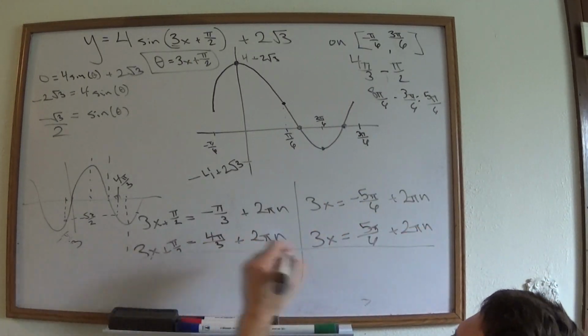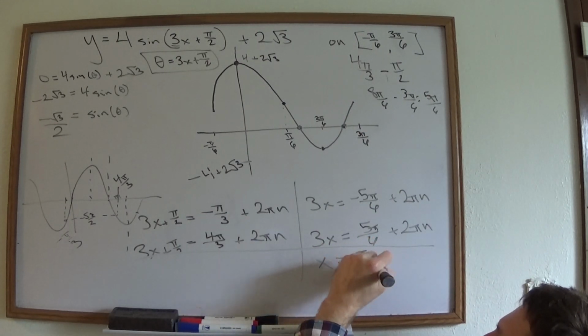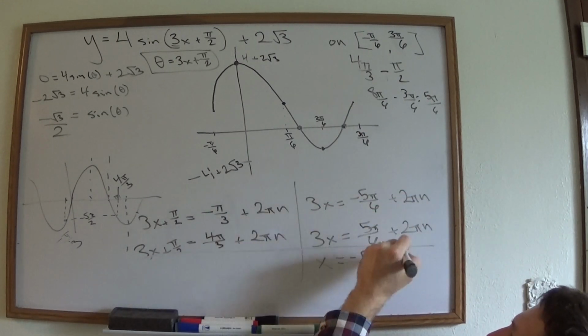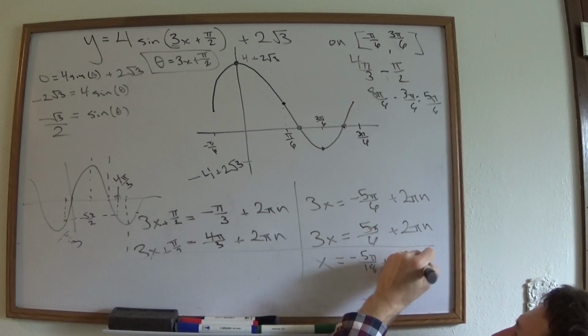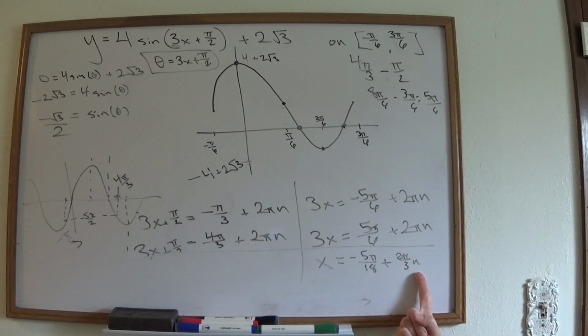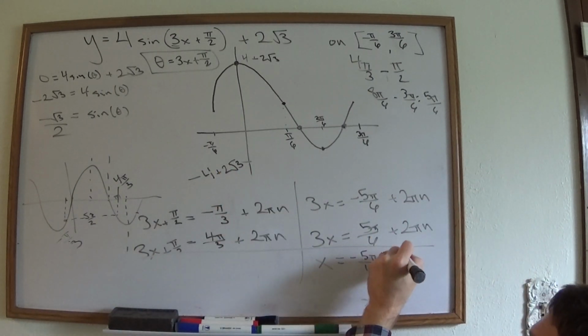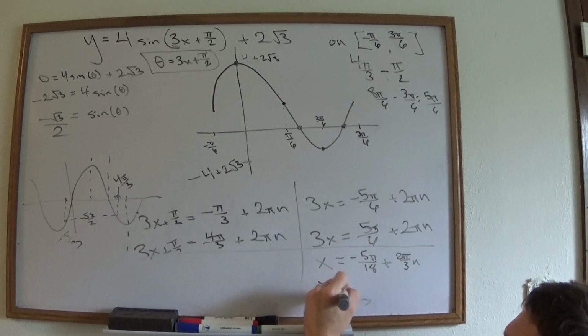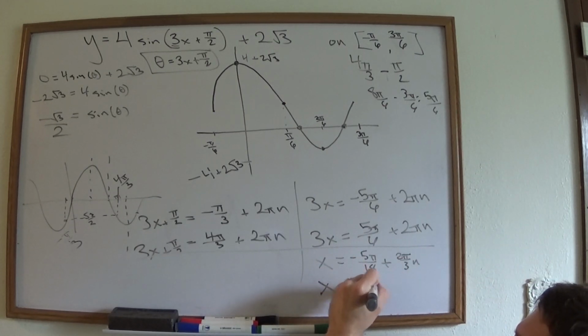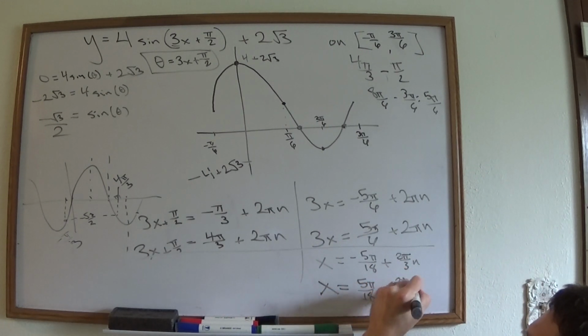So now I'm dividing through, and I get negative 5 pi over 18 plus 2 pi. And now I'm checking, and I'm like, oh, that was my period, wasn't it? Right? 2 pi over 3 was the period that we found. So I feel like I'm doing this right. That's one thing that's really nice. And 5 pi over 18 plus 2 pi over 3 n.